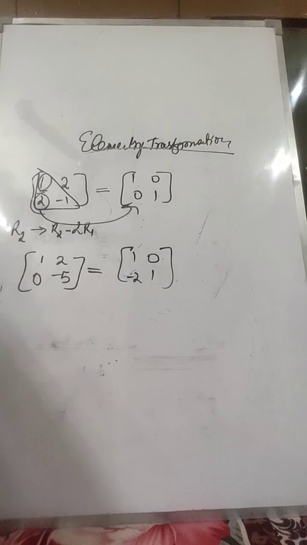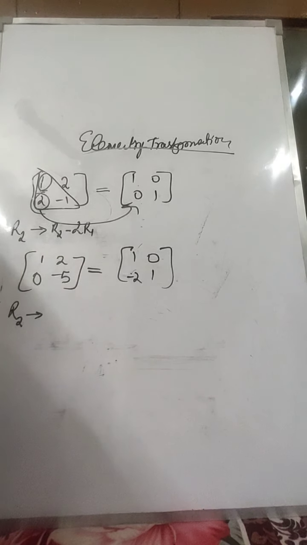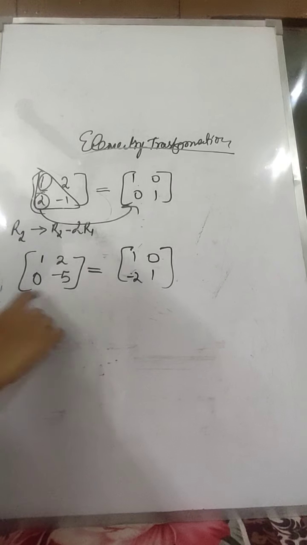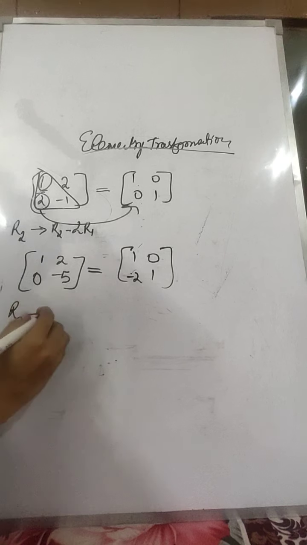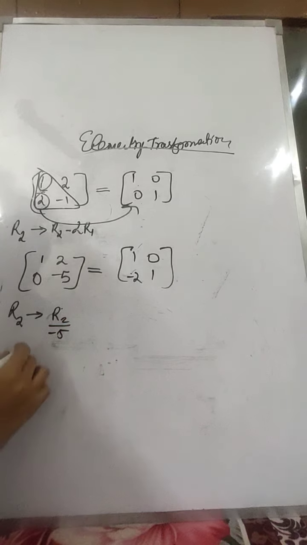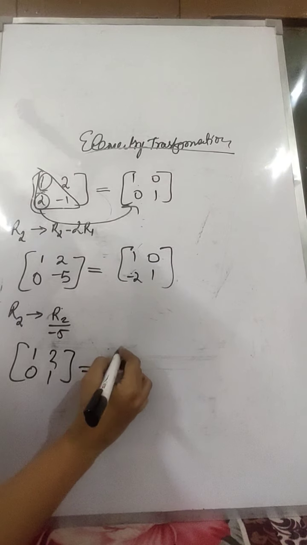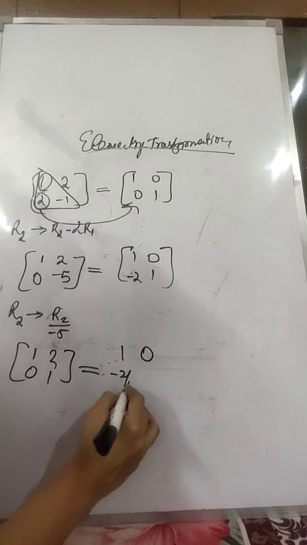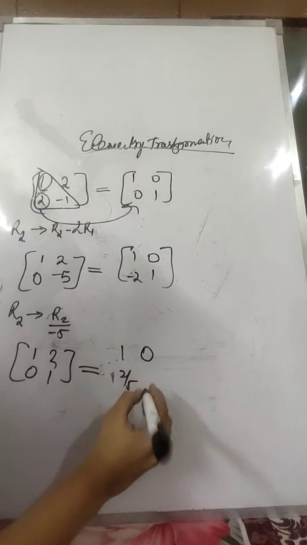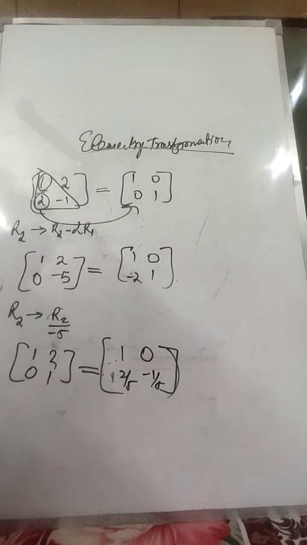Now the very next step becomes, I will change row 2 by dividing row 2 by minus 5. Now you can see if I add or subtract, this 0 will also change. So I will have to divide this one by minus 5, R2 divided by minus 5. So I'll get 1, 2, 0 and 1. And I'll also do it over here: 1, 0, minus 2 by minus 5 will become 2 by 5, and minus 1 by 5. So this becomes my matrix.